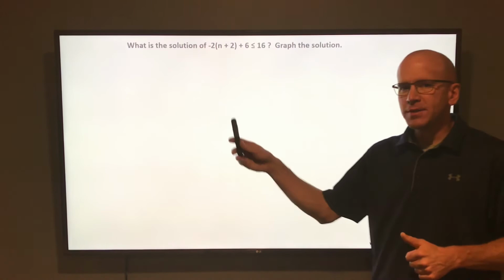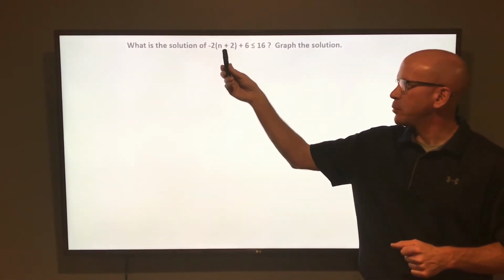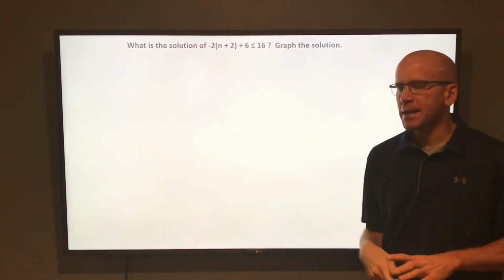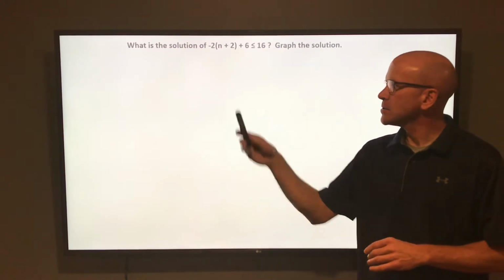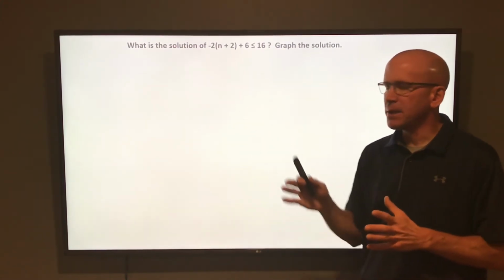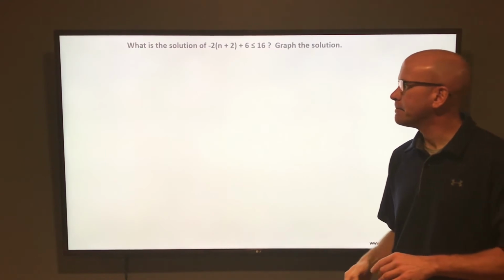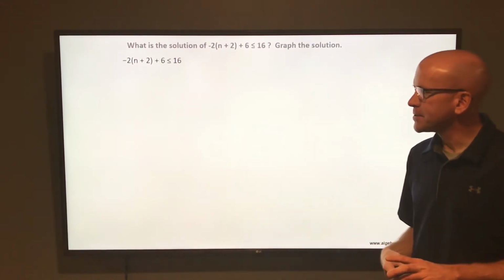We are going to solve this inequality: negative 2 times the quantity n plus 2, plus 6, is less than or equal to 16. To solve this for n, we want to isolate the n, get the n by itself, and move everything else to the right side. There are a couple of ways you can do this.